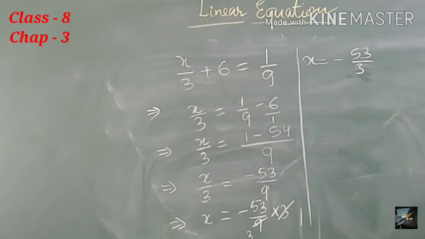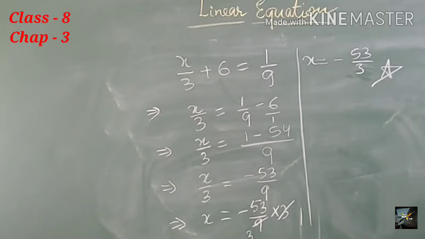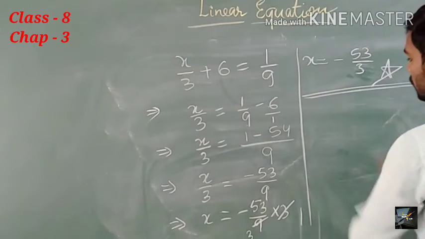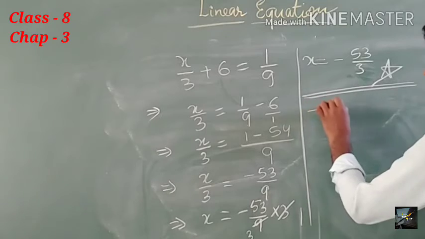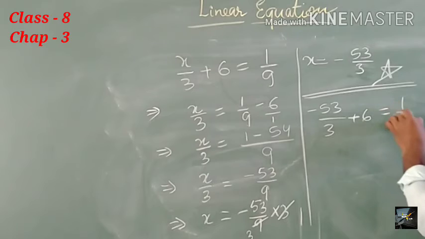Okay, student. So I hope it is clear. Now let's check the solution. For the check, we have to substitute x is equal to minus 53 upon 3 in the original question. So just substitute here. We get minus 53 upon 3 plus 6 is equal to 1 upon 9.